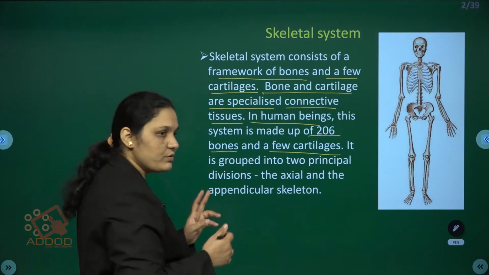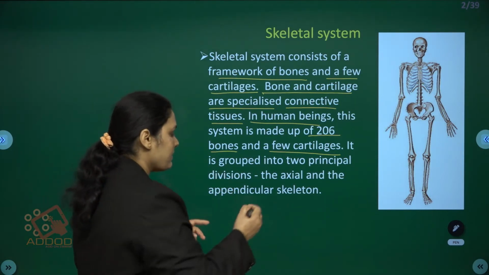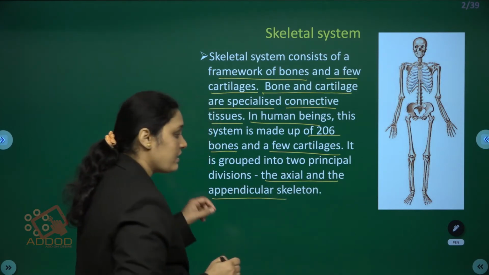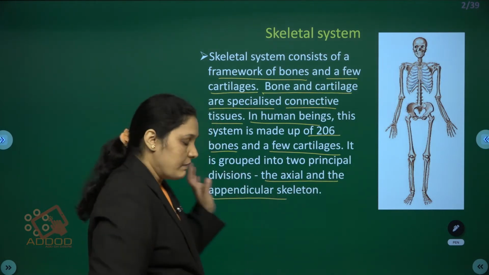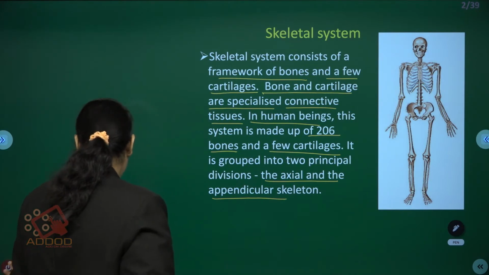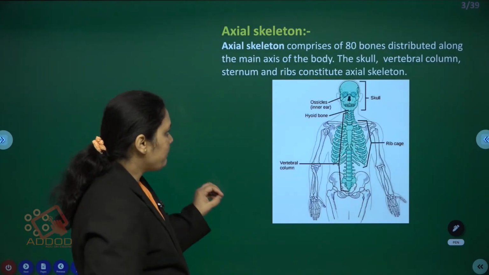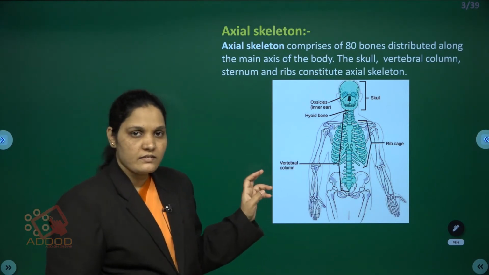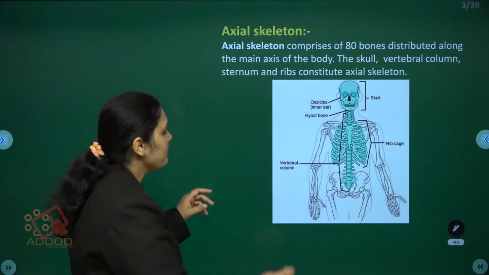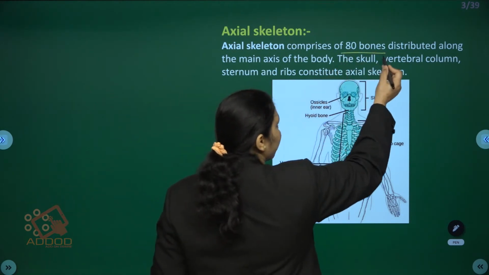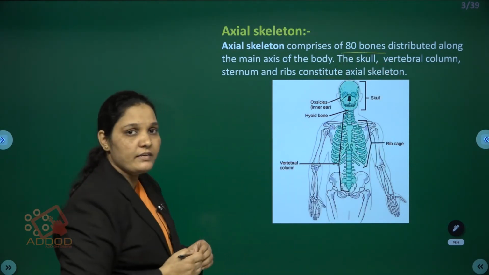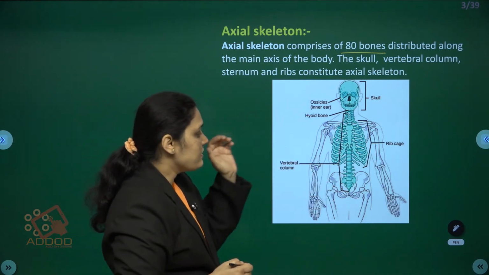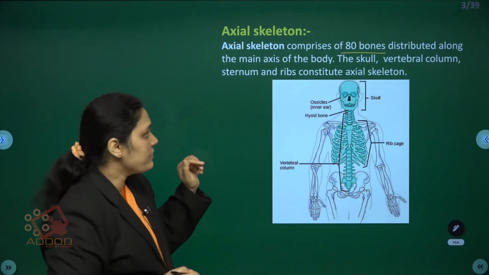It is grouped into two principal divisions, that is axial and the other one is appendicular skeleton, right. First we will know about the axial skeleton. The axial skeleton is composed of 80 bones. How many? 80. So, along the main axis, 80 bones are distributed.